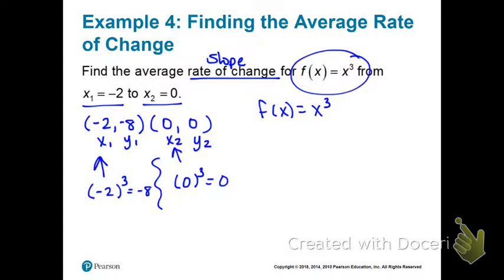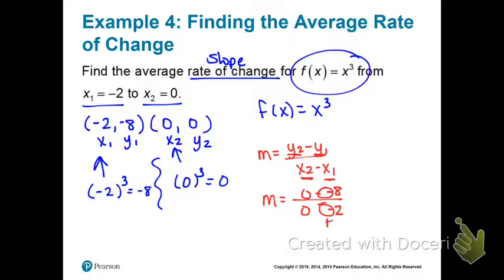We can find the slope between those 2 points. So I'm just going to use my slope formula. Okay, I'm going to set up my skeleton, and then I'm going to plug in. y2 is 0, y1 is negative 8, x2 is 0, x1 is negative 2. Minus the negatives, remember, are pluses. So I get 8 over 2, which is 4. So we know that our average rate of change is equal to 4.